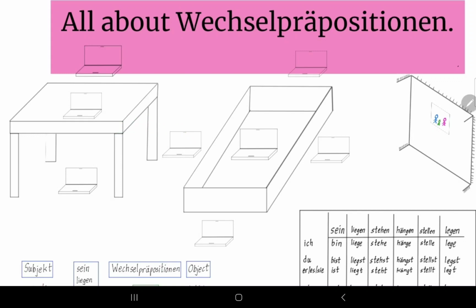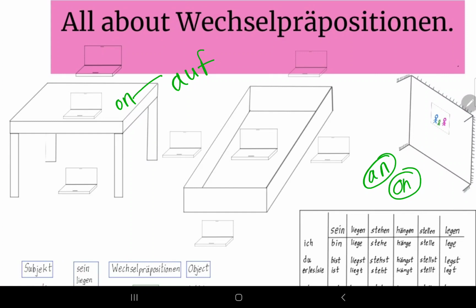Let's look at another example. Let's say this is a wall of your room, and there is a photo hanging on the wall. It can be a watch as well. In English, we say it is on, and for the laptop on the table, here also you will say on. But this on will be auf in German, and this on will be an in German.